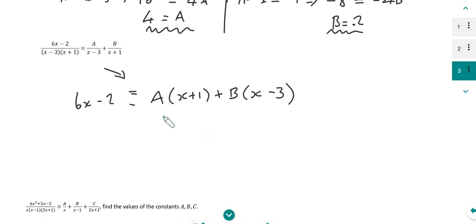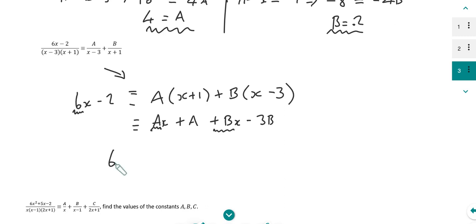Well, if we multiply out, this is one way you can do it, you don't have to do it this way, but if we multiply out, we can say A lots of x plus A, plus B lots of x minus 3B is what we have on the right hand side. Over here there are 6 x's on the left hand side, and how many x's are there on the right hand side? Well, there's A over there, and then there's B more over there. So I can make an equation.